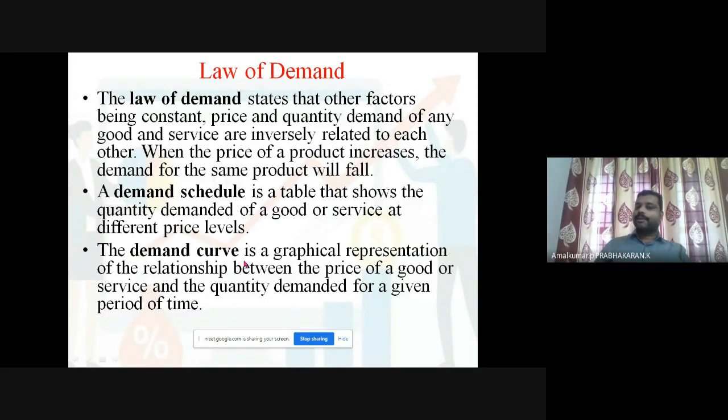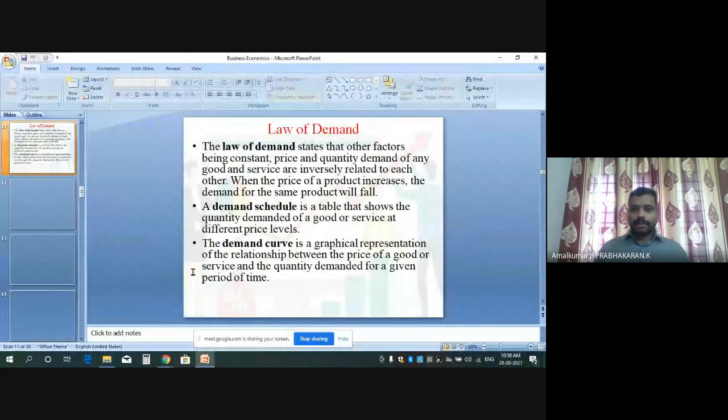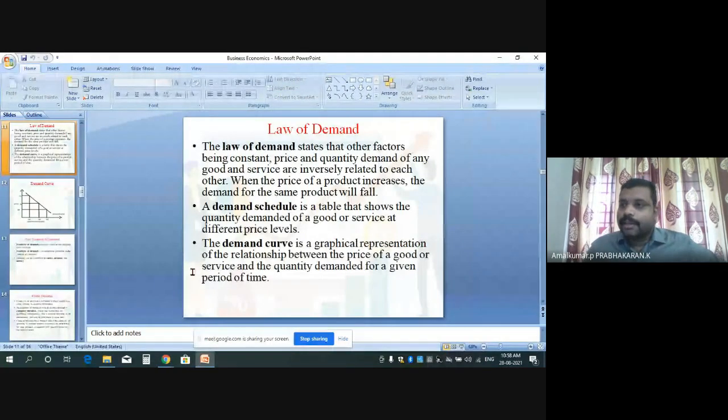So the demand curve is a graphical representation of the relationship between the price of a good or service and the quantity demanded for a given period of time. Do you have any questions regarding this session, in this area?